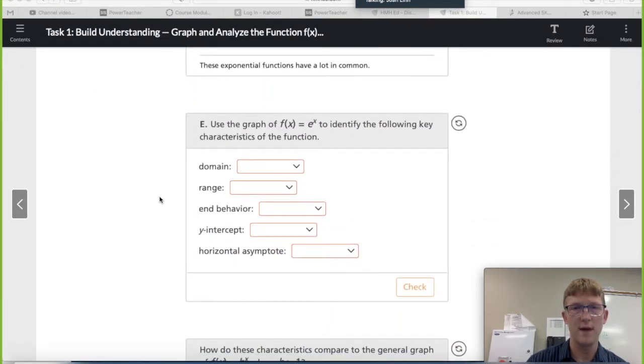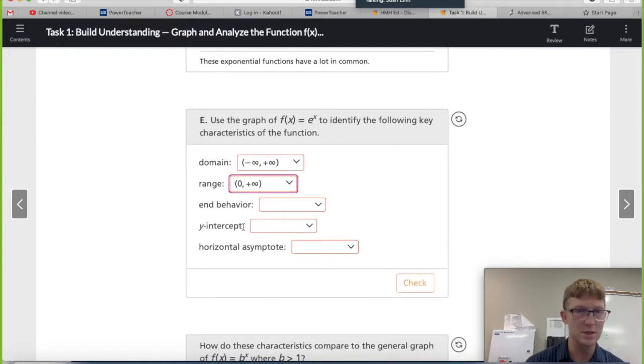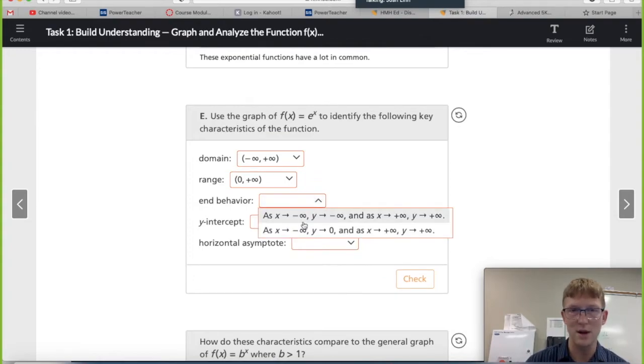So use the graph of f(x) = e^x to identify the following key characteristics of the function. So our domain, all of our x values that we can possibly use, any x, all on the real number line. Our range is going to be from 0 to infinity, because remember it started at 0 and it asymptoted at 0. End behavior: as x approaches negative infinity, y does not approach negative infinity. So it's going to be this one. As x approaches negative infinity, y approaches 0. If x approaches positive infinity, y approaches positive infinity.